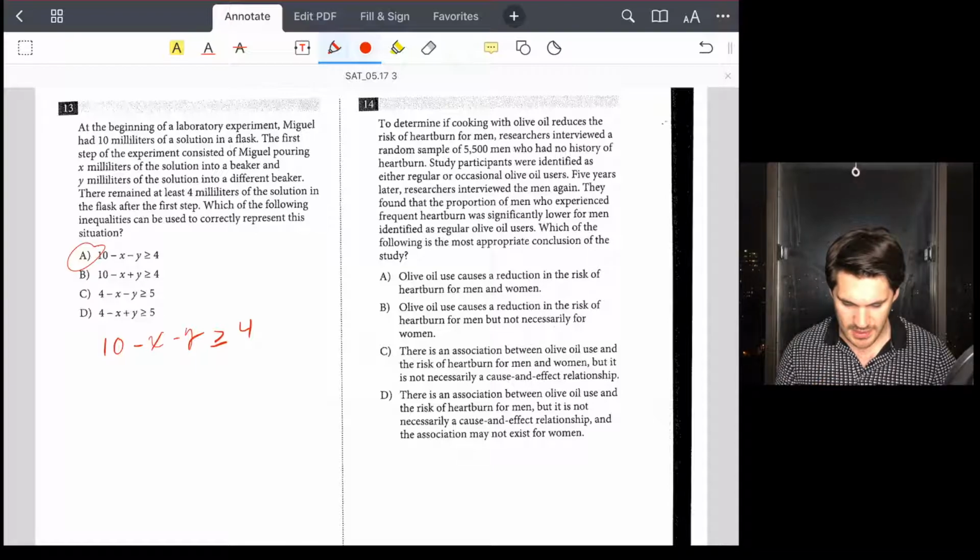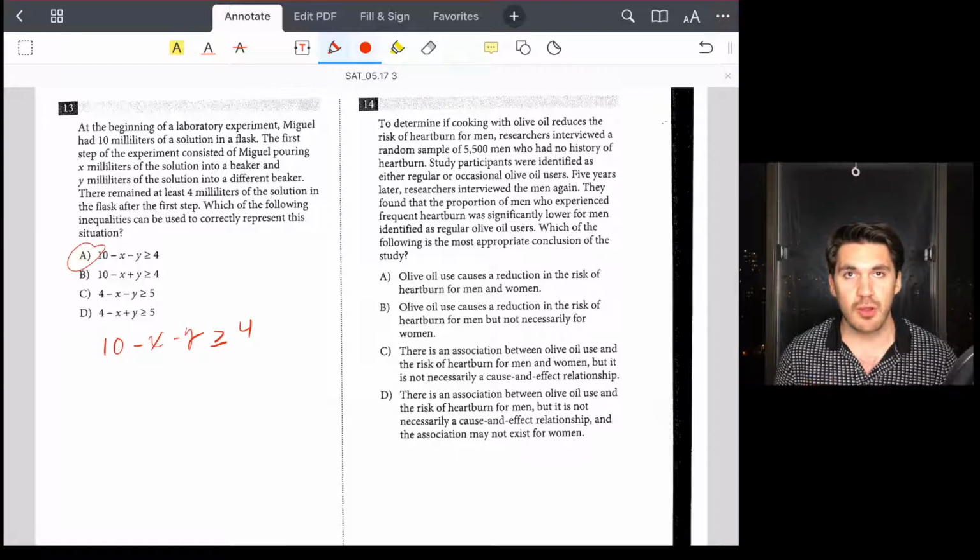Okay, so we have the study in 14. And we want to know which is the most appropriate conclusion that we can draw from this study. So there's a number of reasons why some of the answer choices are wrong. I'll go over some of them. Answer choice A, olive oil use causes a reduction in the risk of heartburn for men and women. Well, first of all, the study was only done for men. So we can't even draw any conclusions for women. So we know that one's gone.